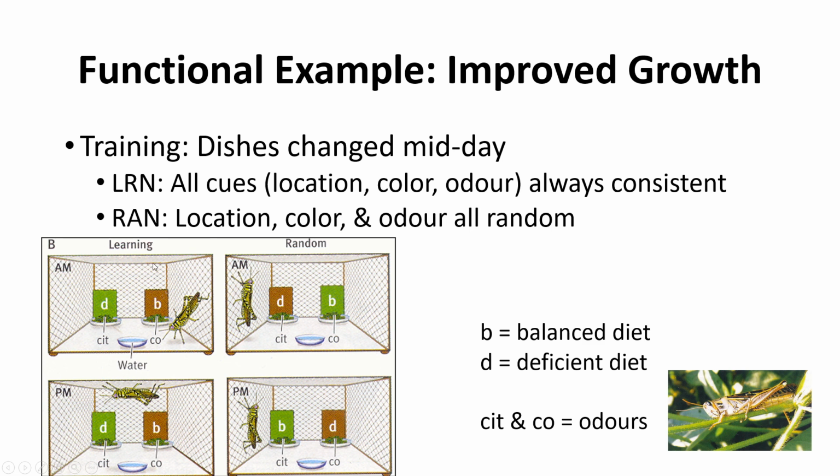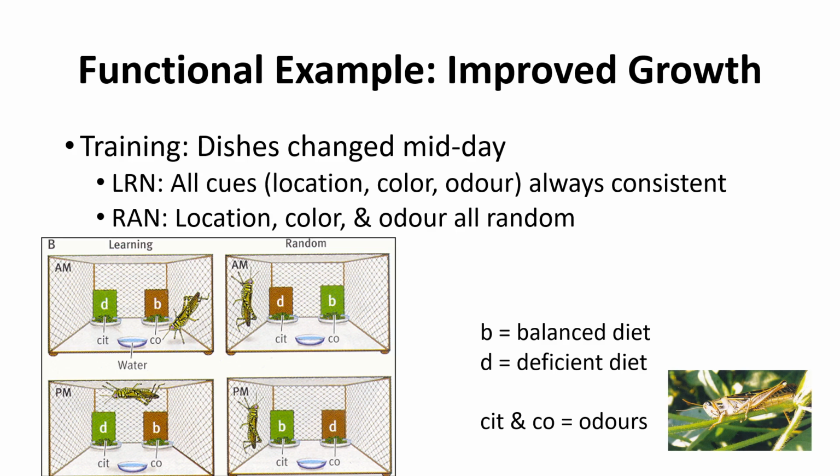So if we look at the bottom here in our learning group, which is the left side here, we have the grasshopper, and in their cage on the left, they always have the color green and the smell of citral, which is a lemon scent, and it would be always on the left, and that would be their deficient food. And then on the right, they would have brown, they would have coumarin, which is basically a vanilla smell, and it's always on the right, and that would be associated with their balanced diet.